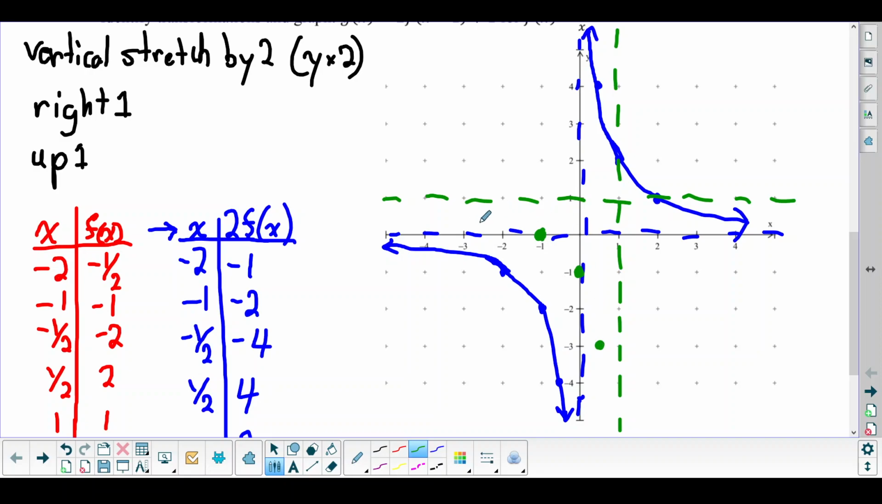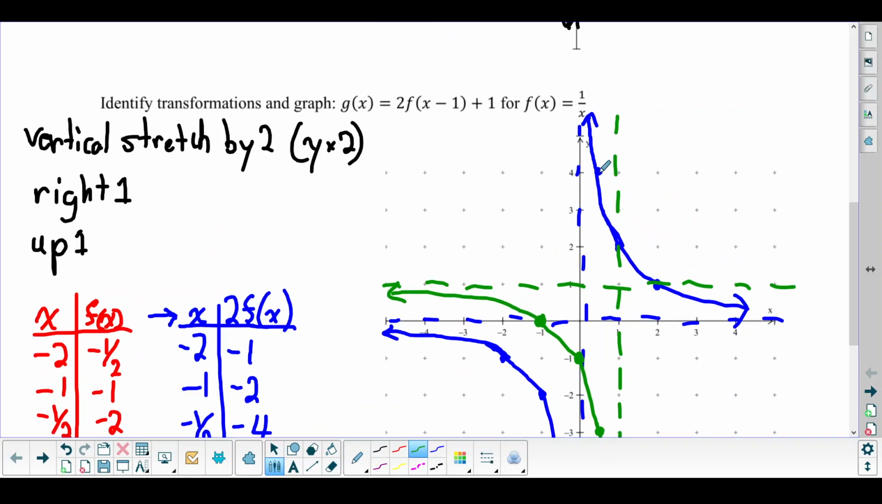Okay, and let's concentrate on this section first. So we're still approaching the asymptotes, but we have new asymptotes. So now it's approaching these asymptotes. And do the same with these points. Right 1, up 1. We're kind of off the graph a little bit, but I think we can get that one in. The points right here, right 1, up 1. Right 1, up 1. Okay, and once again, we can extend our asymptote off the graph a little bit.